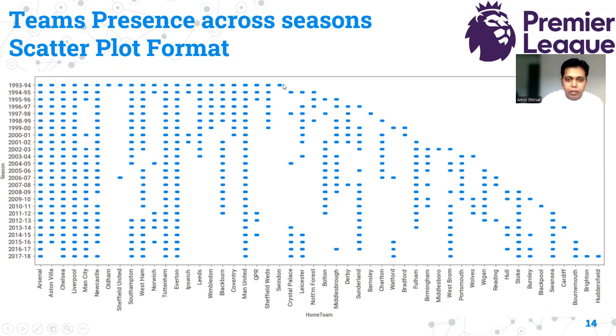Similarly, Swindon was present only in 93-94. Same with Oldham, and the same with Sheffield United, which was present in 93-94 and then 2006-2007. So this gives us the idea of which teams were present in which seasons, and a general overview of the evolution of the teams with respect to the seasons and the years.